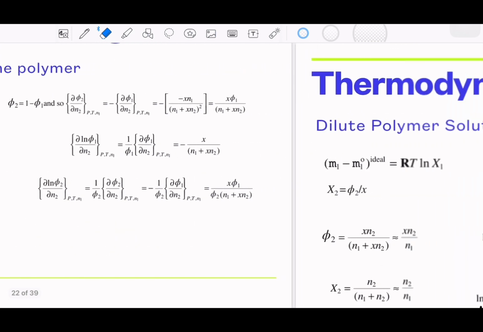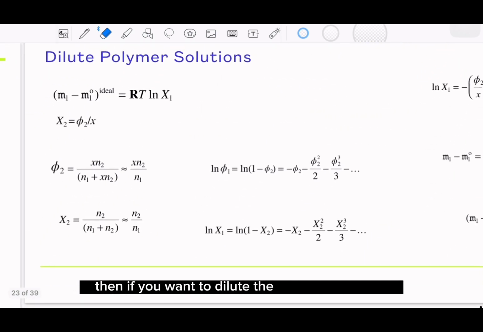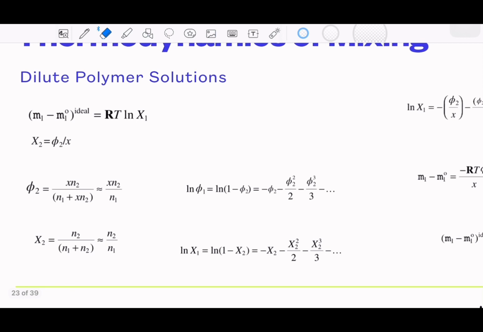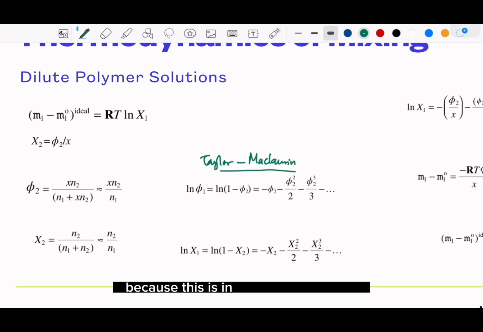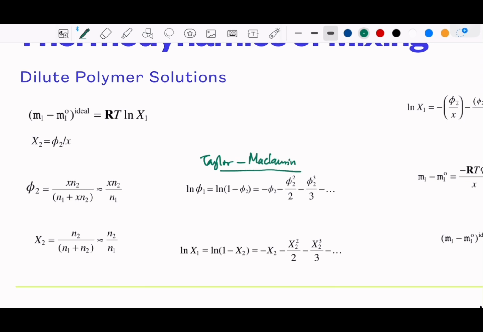And then if you want to dilute the polymer solutions, this is what we can do. Again, this is the series expansion using the Taylor-Maclaurin series. This is just for your information. I will not ask this because this is in calculus. So calculus has a practical usage, right? Okay, so this is for ideal, and we can have x2 as this.